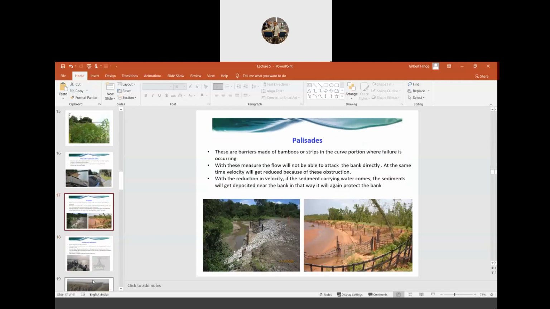Then we talked about palisade, whereby if we construct this kind of structure, the direct current cannot directly attack the bank, so it will instead attack this structure. Thereby the velocity will get reduced, the sediments will get deposited here, and that sediment itself will act as a protection, right?